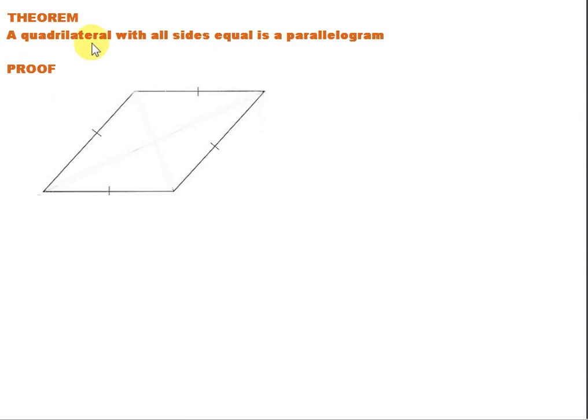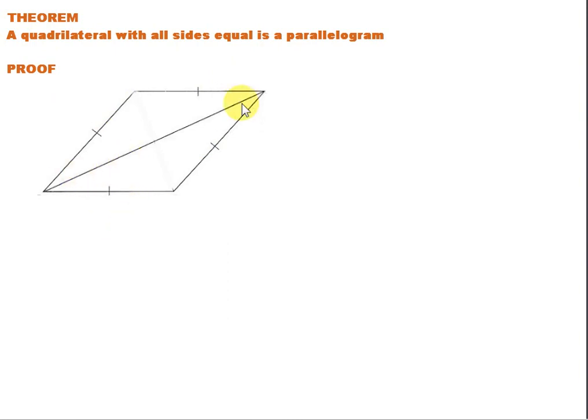So a quadrilateral is a four-sided figure. This quadrilateral has all four sides equal. We are going to prove that this is a parallelogram. Of course, it looks like a parallelogram, but looks can be deceptive, so we need to prove that it's a parallelogram by proving that opposite sides of it are parallel. So we want to prove that this line is parallel to this line, and that this line here is parallel to this line here.